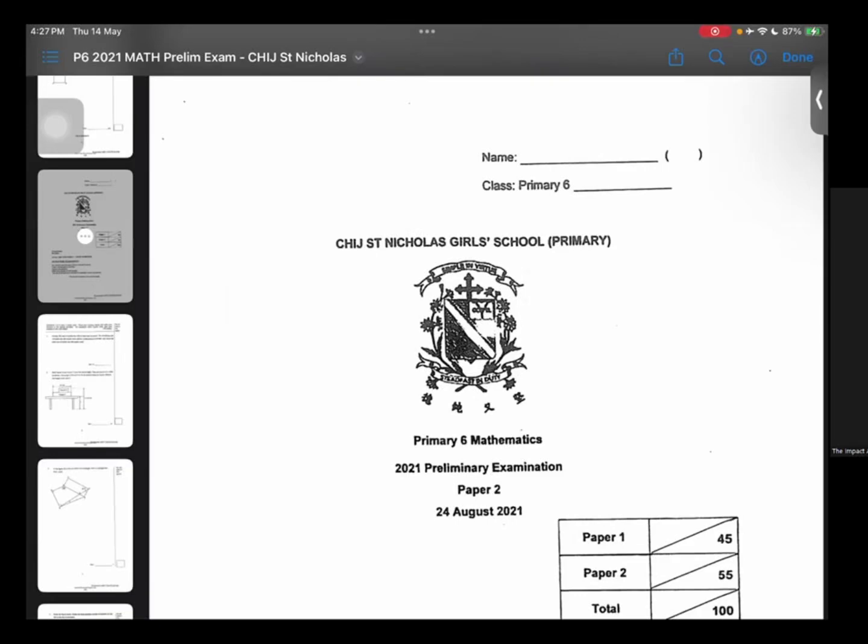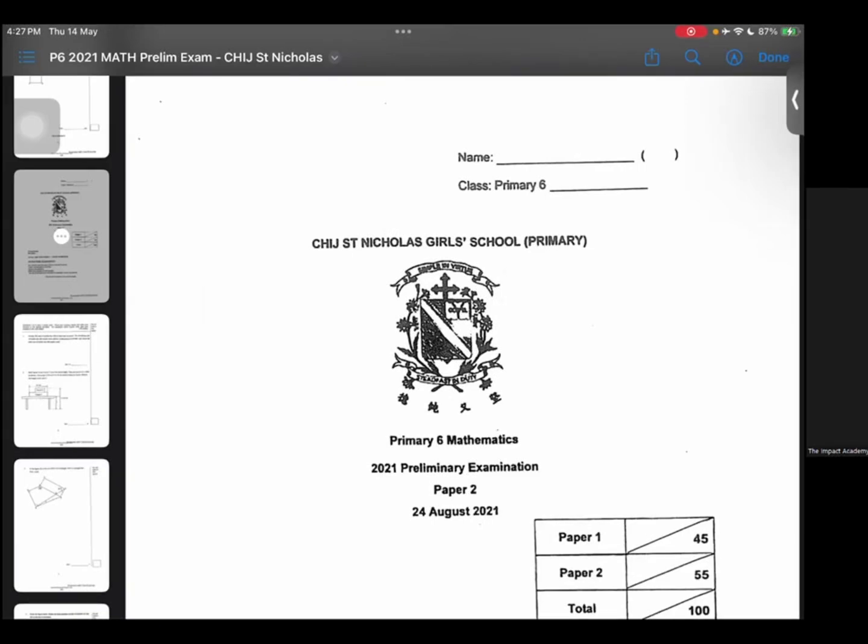Hi, children. Today we are looking at one of the most important papers that every student needs to do. In order for you to do well, you need to make sure that you are exposed to local school exam papers. You need to make sure that you are used to the format and the structure. So without any further ado, let's get right into CHIJ.